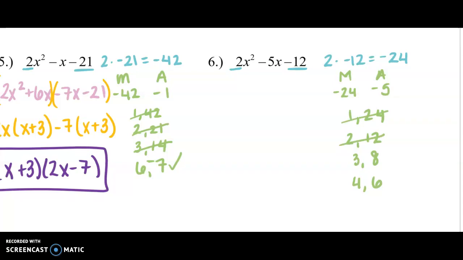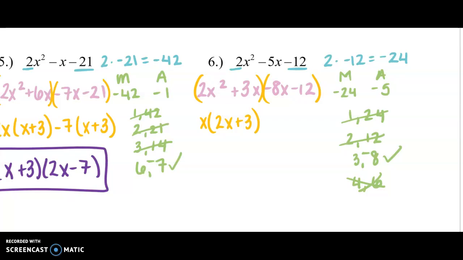3 and 8, to get to -5, you could make the 8 negative, right? Because one of them has to be negative for it to multiply to -24. So you could make the 8 negative and that would give that to you. So we know that that one would be our option. So I'm going to rewrite this. 2x squared plus 3x minus 8x minus 12. I can go ahead and group. So I'm going to be able to take an x out and have 2x plus 3. Then I can take a -4 out and I would have 2x plus 3 left. My final step would just be to factor that out. So 2x plus 3 times x minus 4.